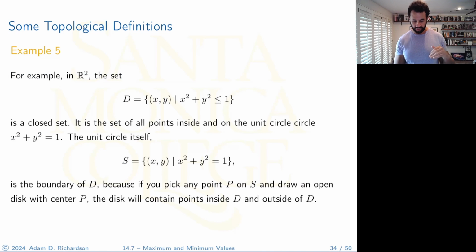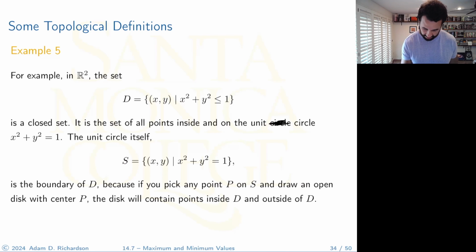So here's an example. Let's just look at the plane R2, and let's look at this set D. Maybe think about what you think this could be in the plane. We're not in three-dimensional space right now, we're in two-dimensional space. It's the set of points that are inside and on the unit circle x squared plus y squared equals 1. And x squared plus y squared equals 1 is the unit circle itself. So the unit circle itself is the set of boundary points. It's the boundary of D.